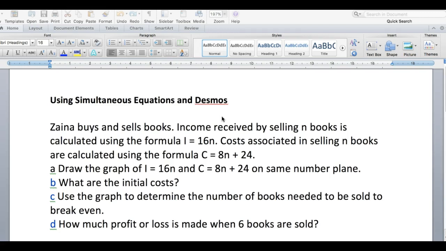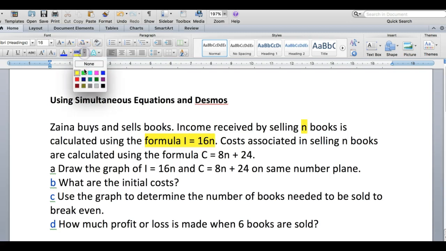Zaina buys and sells books. Income received by selling n books is calculated using the formula income equals 16 times the number of books. Okay, so she's definitely going to have an income.